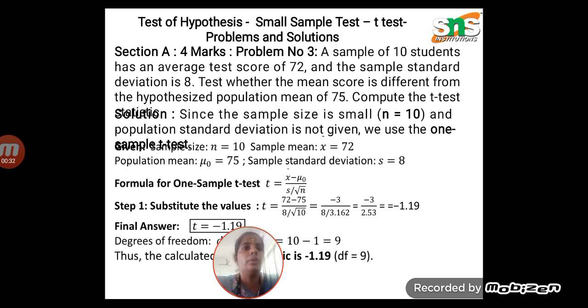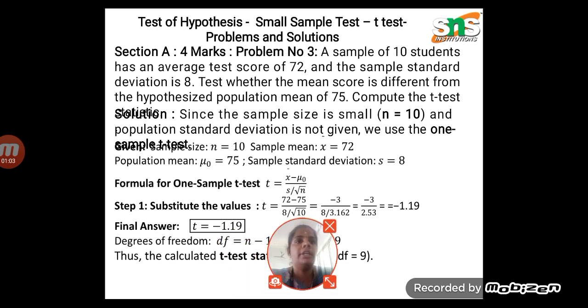test score of 72. It means that the average score is denoted by the symbol x bar and the sample standard deviation is 8, that is S or sigma. We can take the standard deviation as S or sigma, and test whether the mean score is different from the hypothesized population mean of 75. Hypothesized population mean is denoted as the symbol mu naught. Mu naught is nothing but the population mean, whereas the population mean for this problem is 75.